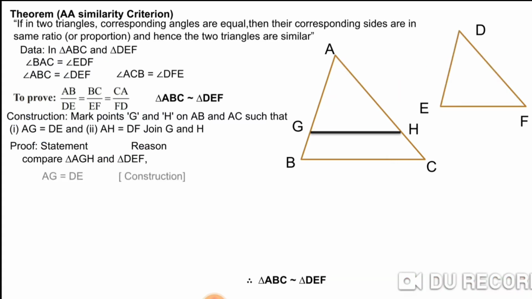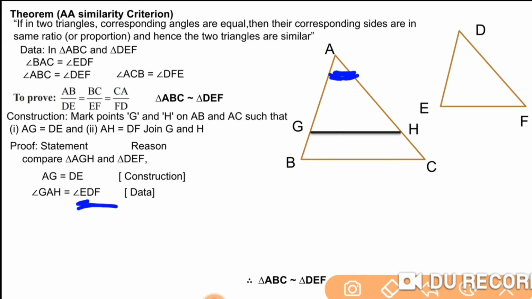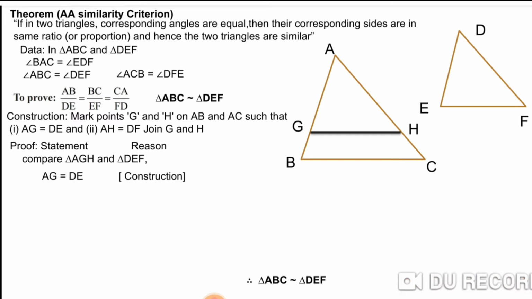Here we are going to say, see the first step, AG is equal to DE. Then angle GAE, it means this angle, is equal to angle EDF. EDF means this angle. So because of what? He has already given that thing. Where has he given? He has given it in the data part, that is, angle A is equal to angle D.